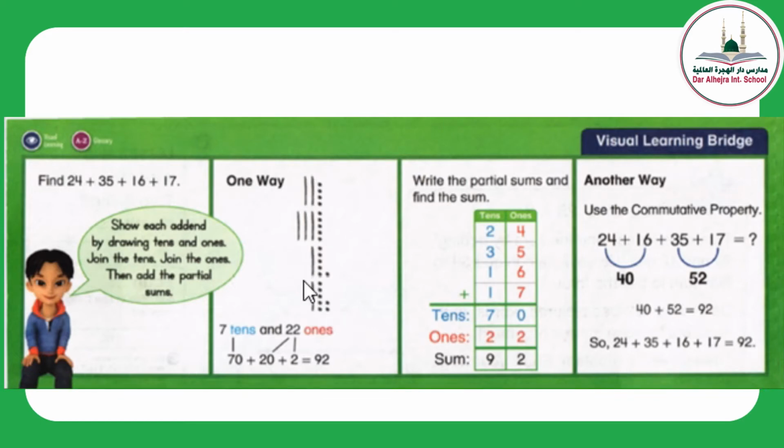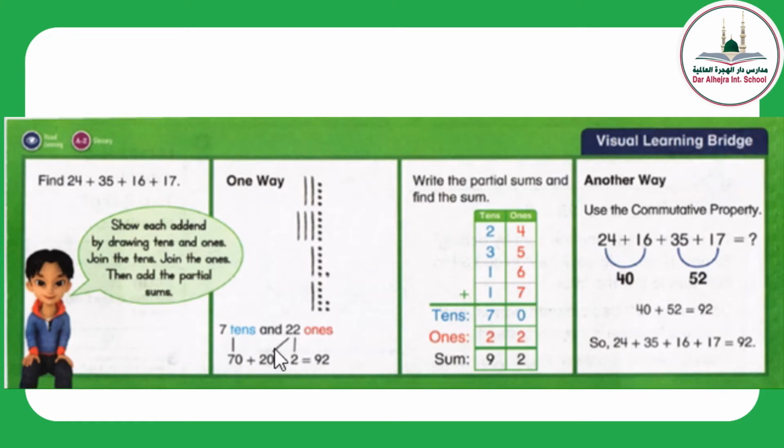Finally, you can add the whole tens together like this. 1, 2, 3, 4, 5, 6, 7. 7 tens means 70. And then when we add all these ones together, they end up having 22. And 22 means if we split it into tens and ones, it makes 20 and 2.